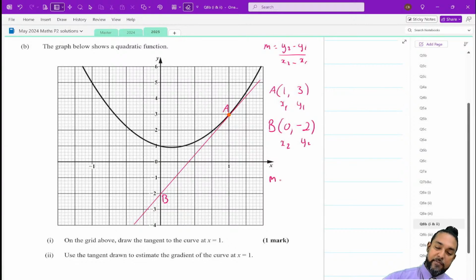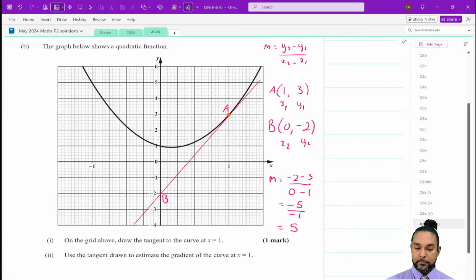So to find the value of the gradient of the straight line, y2 minus y1 divided by x2 minus x1: -2 minus 3 is -5, and 0 minus 1 is -1. -5 divided by -1, and minus divided by minus is a plus. Why does that seem wrong? Oh, no, it's not wrong, because look at how many spaces is 1 on the x: 4 spaces, and how many spaces is 1 on the y? 1 space, right?